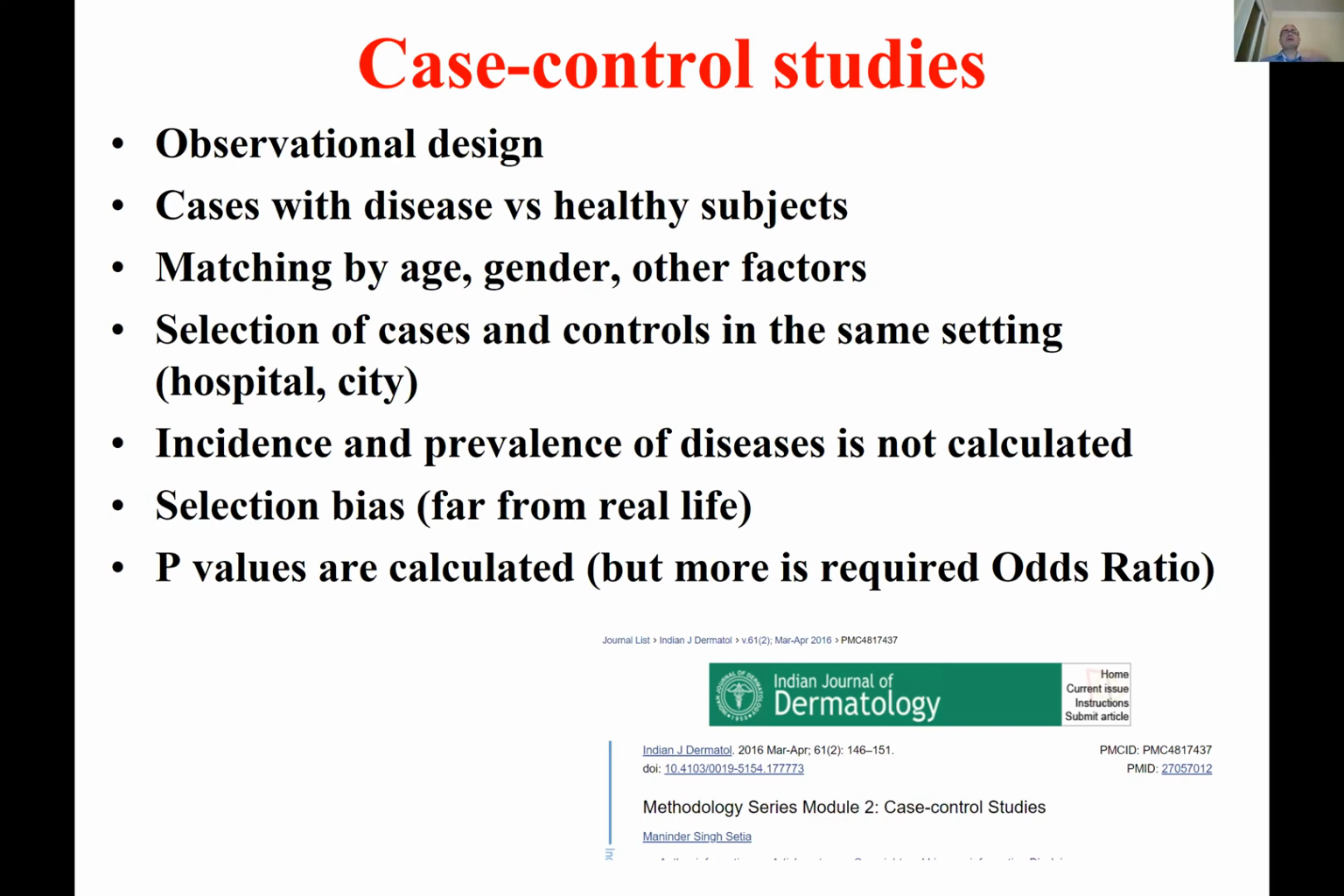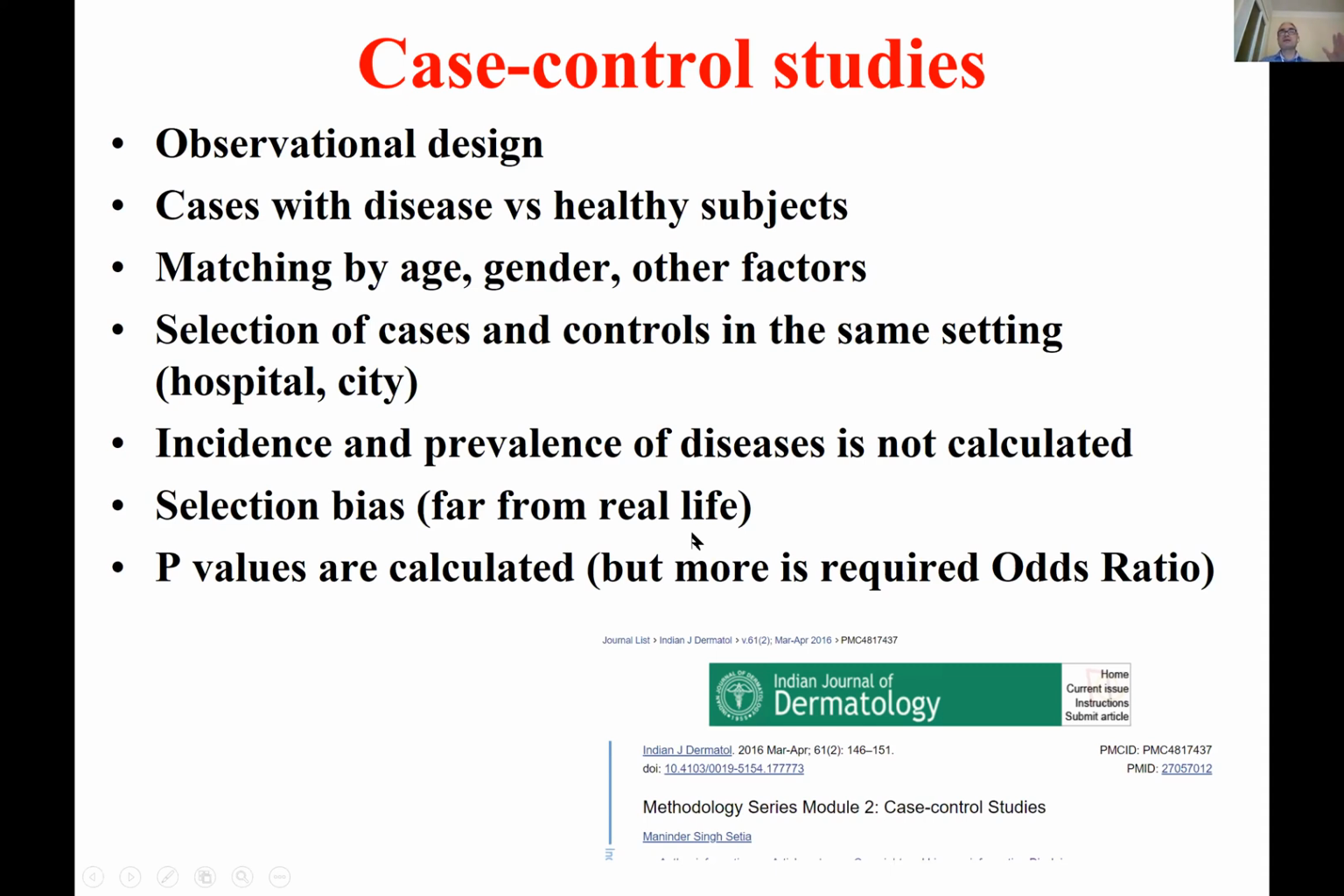We will have differences in age and gender, and to correct for these factors, we simply use regression analysis or sophisticated statistics to correct for age and gender in case control studies. So we should also face numerous selection biases.